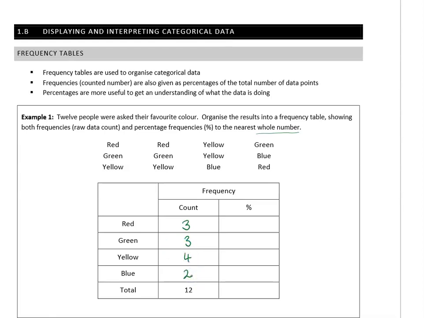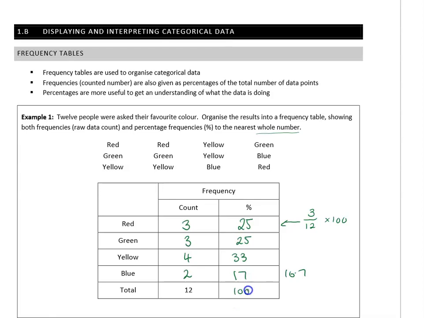and 2 blue responses. And so now to get our percentages, just a reminder, your percentage here will be the number you are looking at, so 3 out of the total times 100. So 3 divided by 12 times 100 gives us 25%. Again, green, we've got 3, so 25%. Yellow, 4 over 12 times 100, we get 33.3, but we want the whole number, so 33%. And finally, 2 out of 12 gives us 16.67 recurring, so 17% there.